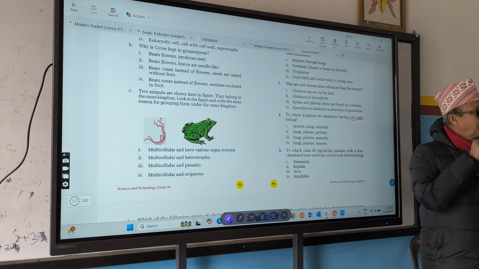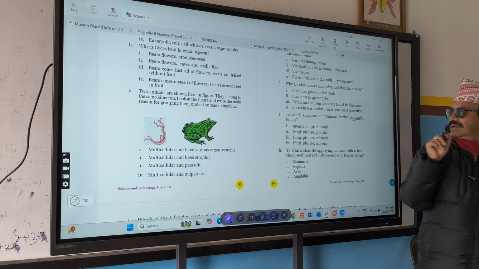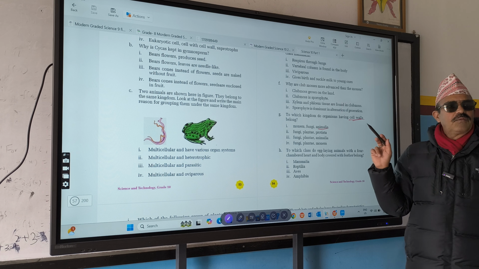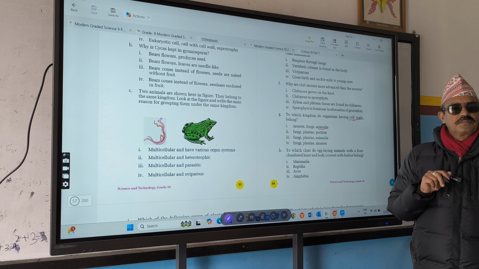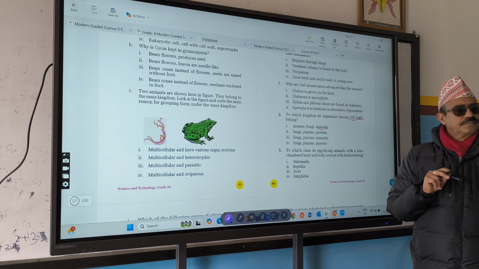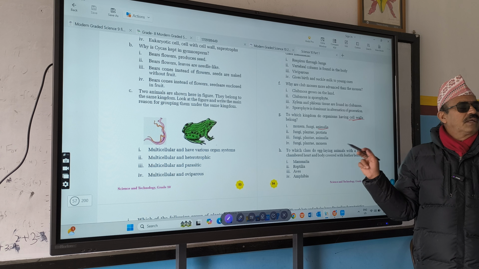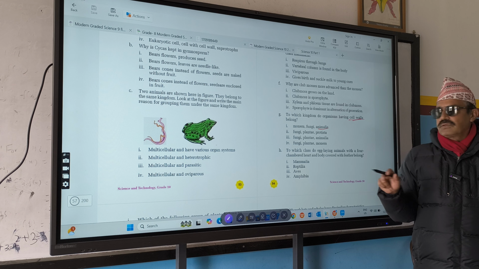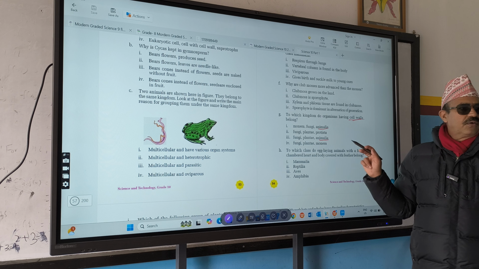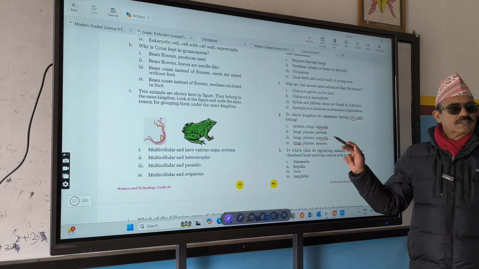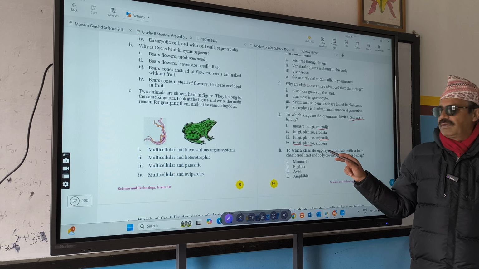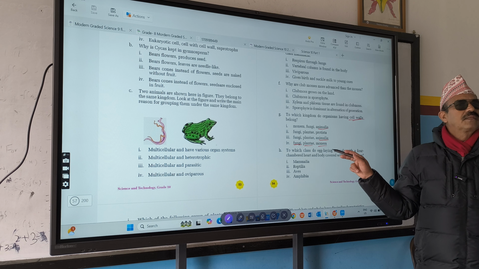See? Which one is correct? In animalia is there a cell wall? No. There is a cell membrane. Then which one is correct? Third one: fungi, plant, monera. Animal does not contain a cell wall. Fungi contains a cell wall. Plant also contains a cell wall. Monera, they contain a cell wall. Bacteria contains a cell wall.